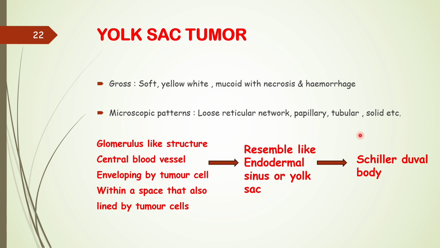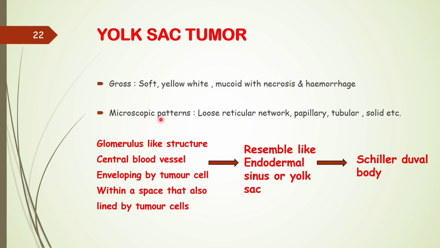Now third category of testicular tumor is Yolk Sac tumor. So Yolk Sac tumor grossly presents as a soft yellow-white and sometimes mucoid area. This is a very important differentiating point. Sometimes a mucoid area or yellow-white area can be seen in a Yolk Sac tumor grossly by naked eye appearance, right? And necrosis and hemorrhage are obviously present because necrosis and hemorrhage are features of malignancy. Malignant tumors usually show necrosis and hemorrhage.